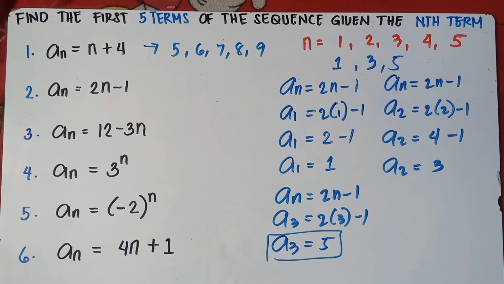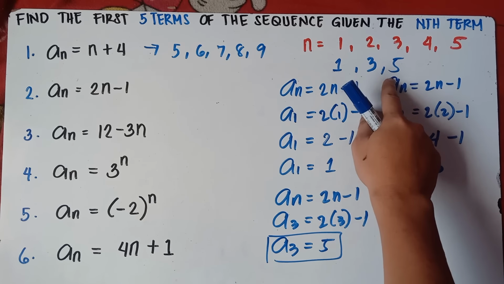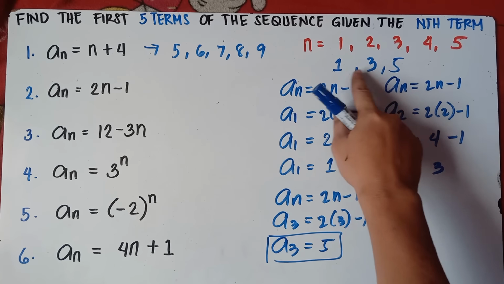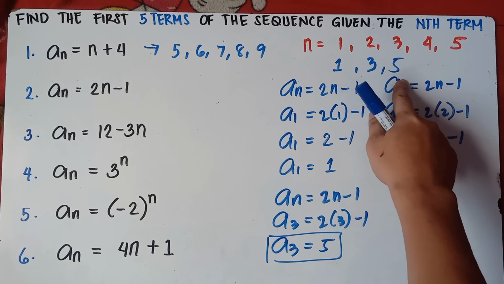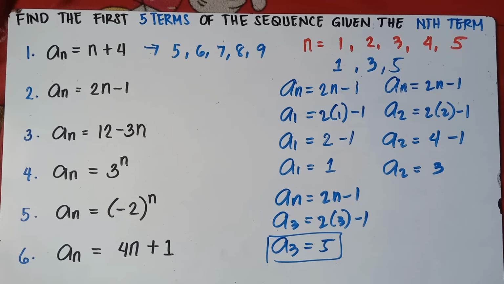So look, class, check the pattern for this number. What would you do to 1 to make it 3, and 3 to make it 5? Of course, you add 2, right? You will be adding 2. So therefore, the next numbers should be 7 and 9.